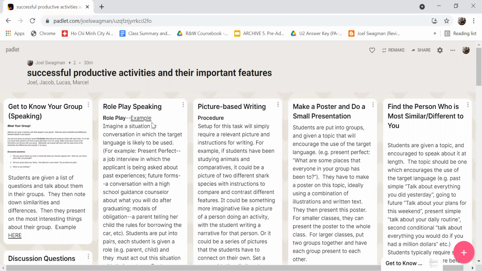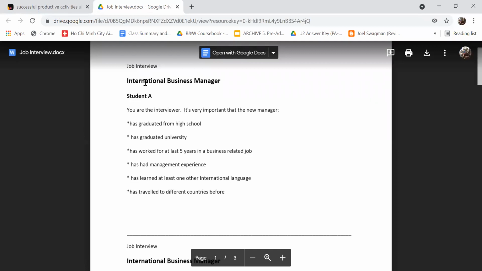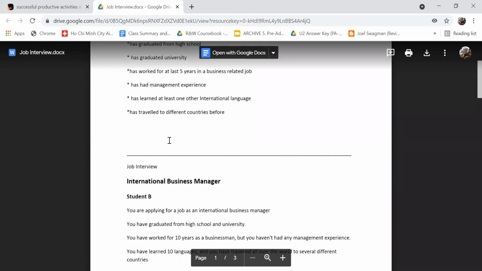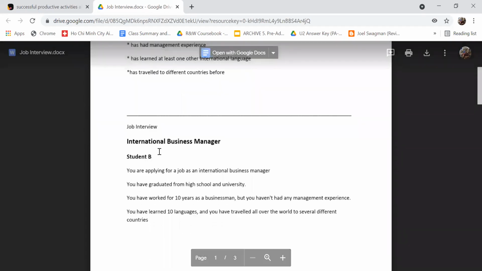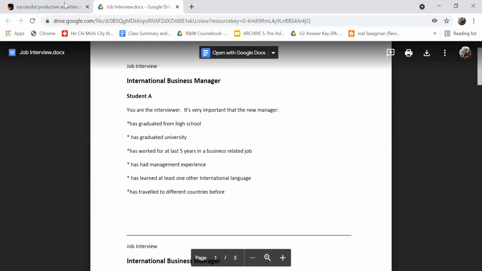Next is a role play speaking. There's an example here where for a job interview, one person is given the role of the international business manager. The other person is applying for the job.